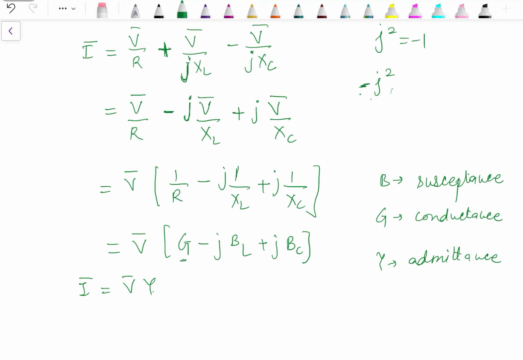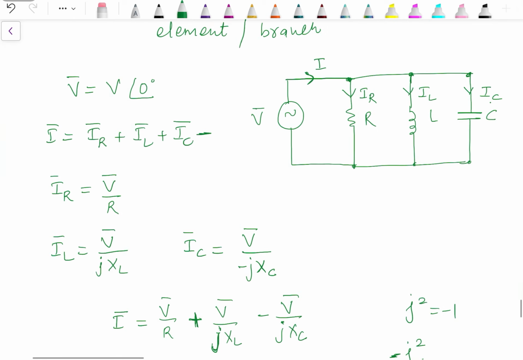To understand this, we can take another example of parallel circuits, but before that, let's draw the phasor diagram for this parallel circuit. So when we want to draw the phasor diagram, we have to select one quantity as the reference quantity. Since voltage is common among all these circuit elements, voltage is considered as the reference.